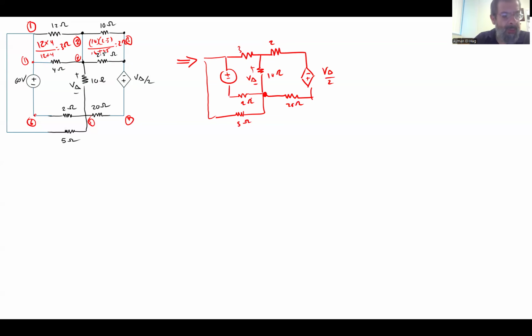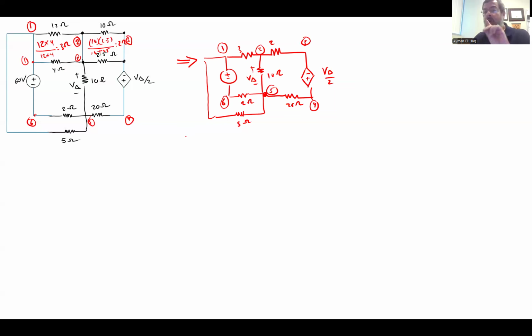Now let's number the nodes. So this is 1. Okay, this is 6. This is 2. This is 3, 4, and 5. Okay, so this is the first reduction that we have done.